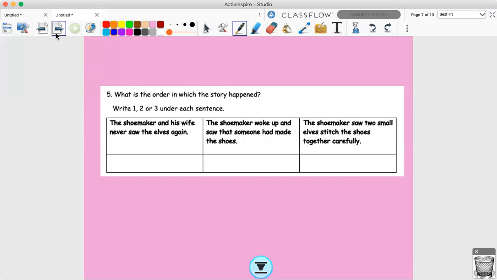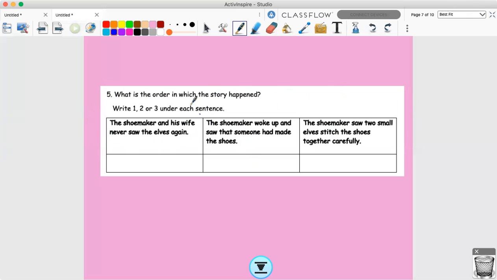Okay, question number 5. What is the order in which the story happens? Write 1, 2, or 3 under each sentence. So here they've summarised the story, and it's in the wrong order. So you're going to have to read each sentence and decide what order it comes in. If you think one of them comes first, write number 1 underneath it. If you think the middle part of the story is that one, you write number 2. And then, of course, the end of your story is number 3. I'll read each sentence for you to help you.